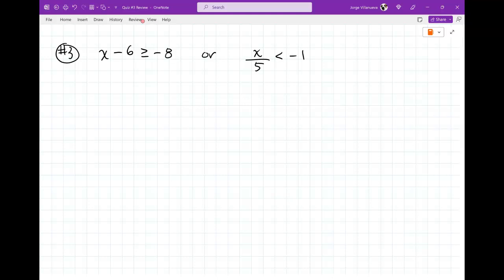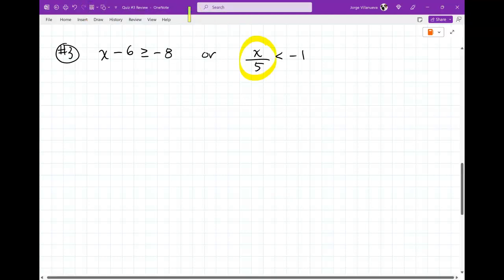So here's the first one. It's an OR problem. I did this one on purpose because a lot of people on the quiz, and I'm actually going to pass that out to you guys today, but a lot of people on the quiz, they didn't know how to do those. They were freaking out. So I want to just remind you what to do with those.